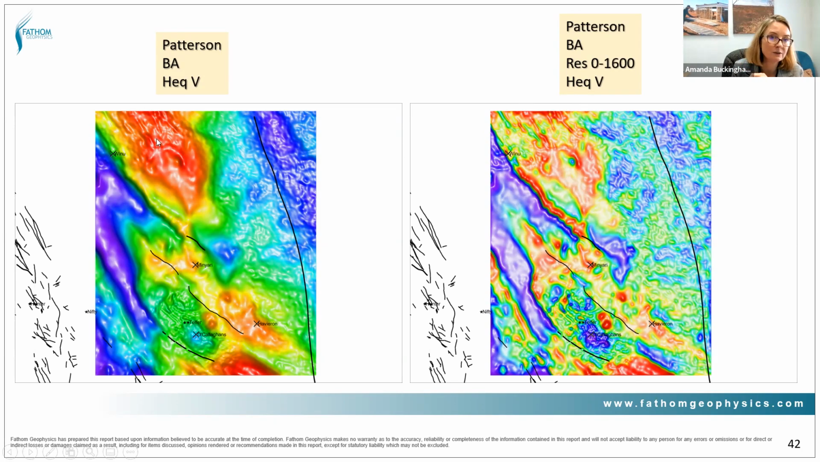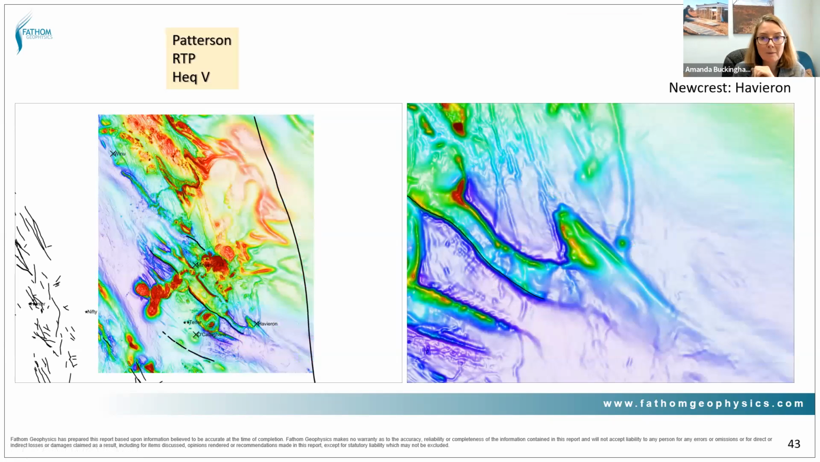Why would you force yourself to interpret here when you really can't see what's going on, because you've got the underlying response as well as the shallow response. So always filter your data to give yourself a good chance of mapping things well.